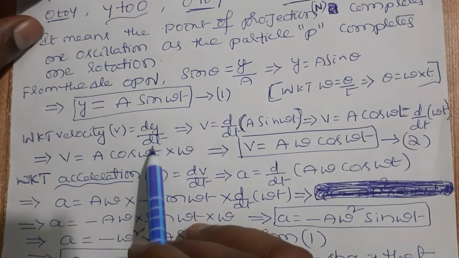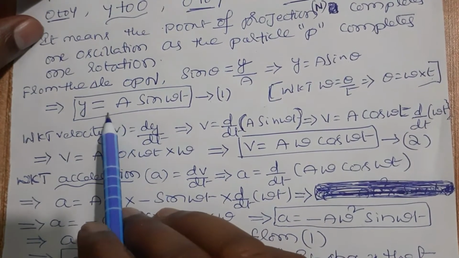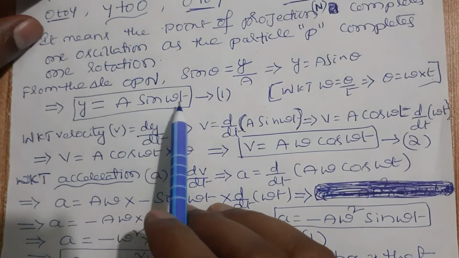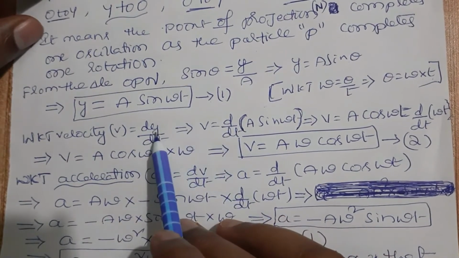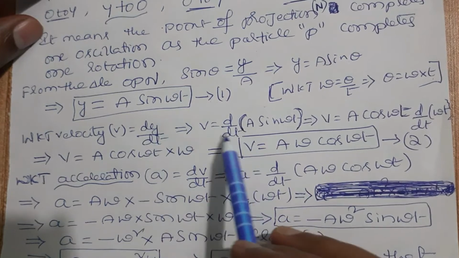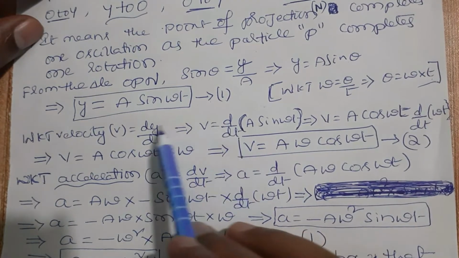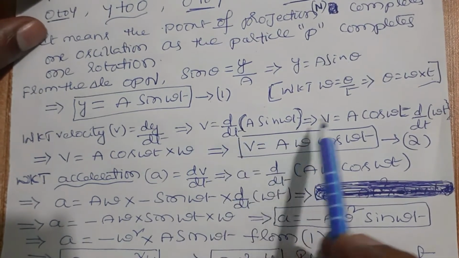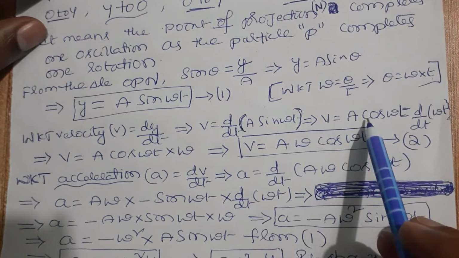So v is equal to dy by dt, students. The y equation is already derived: y = a sin omega t, equation 1. So in the place of y, we write equation 1. So v is equal to d by dt of y, that means d by dt of a sin omega t.